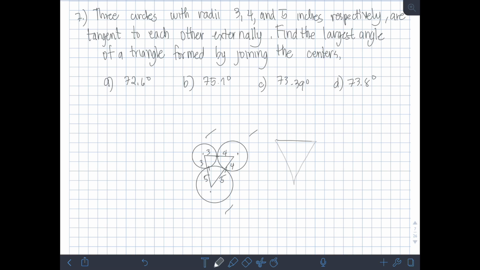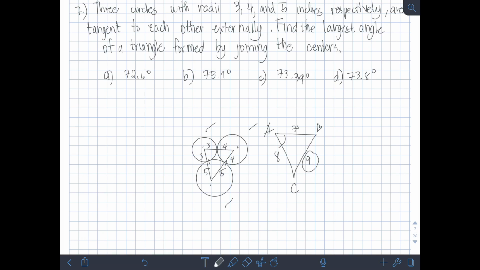So, 3 plus 4 is 7, 4 plus 5 is 9, 3 plus 5 is 8. So we have a triangle with sides 7, 8, 9. Now the question: find the largest angle of the triangle formed by joining the centers. Where is the largest angle? Obviously, it is opposite the largest side, which is 9. This is what we will look for. Let's name the vertices A, B, C.